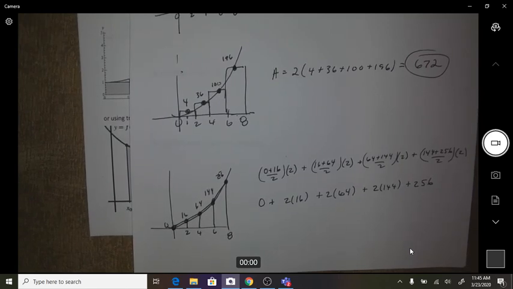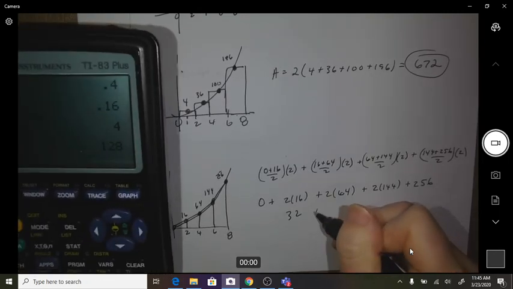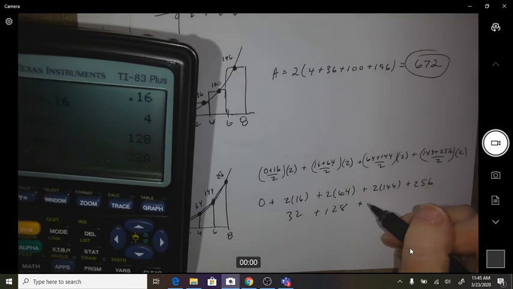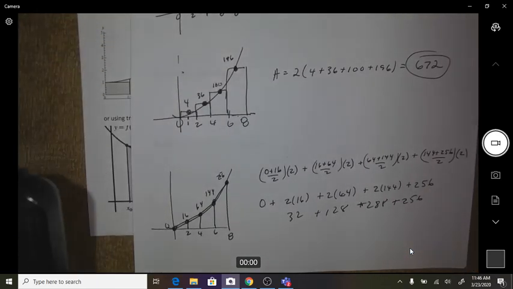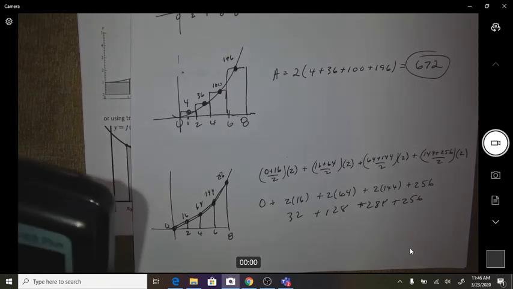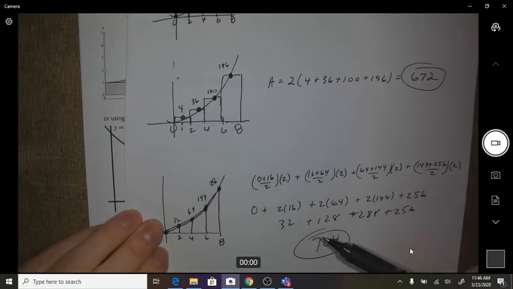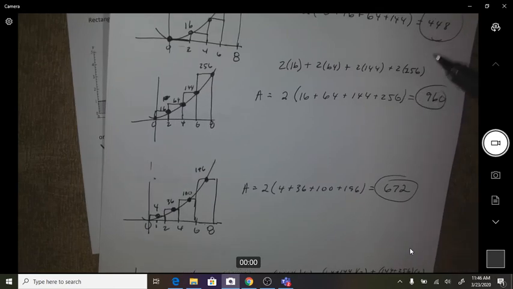Alright, so this is 32, 128, 288, so 704 is the area. Okay, so you can see 704 is pretty close to the midpoint, kind of in between of those.